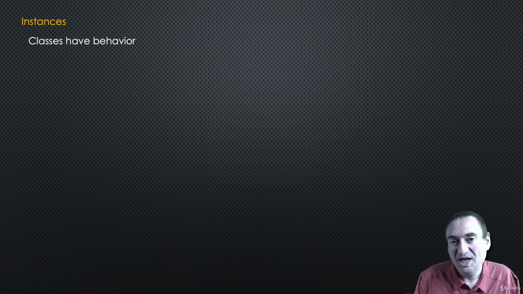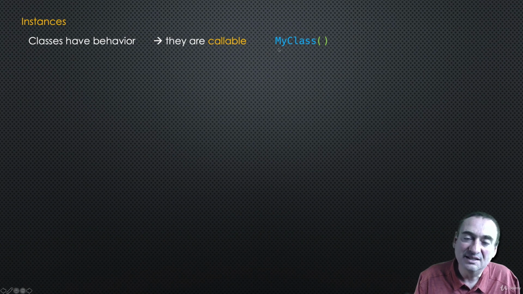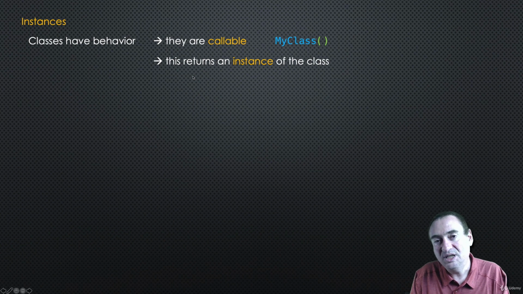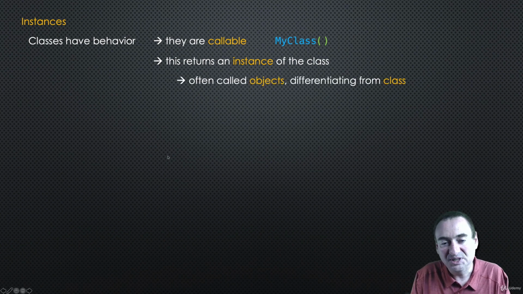So classes have behavior, right? They are callable. We can call my class. If my class is a class definition, we'll see how to do that in a bit, we can call it. And that's a behavior that Python gives us. And that will return an instance of the class. And we'll get to the instances a little bit later in this section.